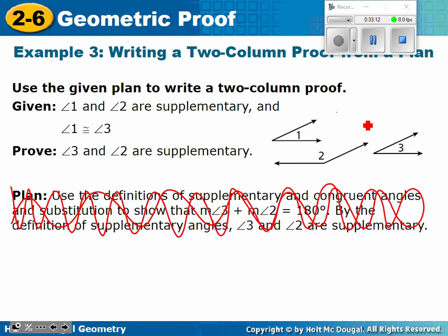Statements. Reasons. Number 1, what's the first thing that we want to write down? Given. You may want to put all your givens, or you may want to wait and break it apart.